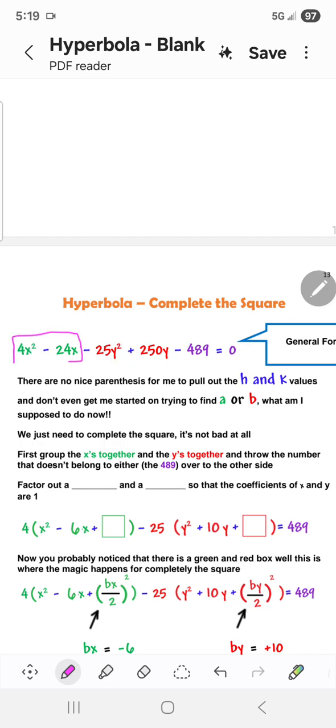When I group the x's together, I want to pull something out so that this x squared term doesn't have a number in front of it. So 4, does 4 go into 24? Yes, lovely. Let's factor out that 4 for the x's. And over here, let's take a look at the y's. I need to get rid of that 25. Does 25 factor out of 250? Yes, that's lovely, so we are going to do that too. I'm going to factor 25 out.